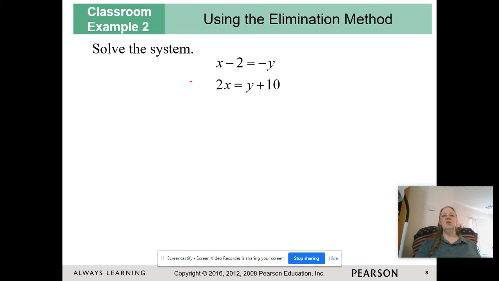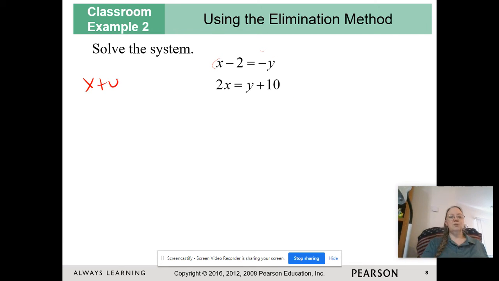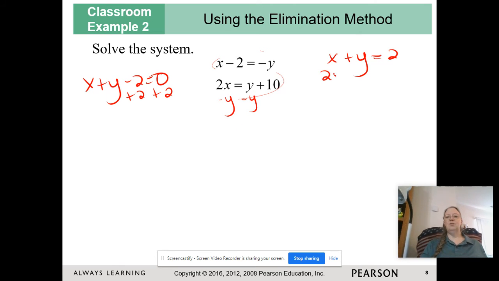All right, so this, actually neither equation is in standard form. So we're going to add y to the first equation. So x plus y, and I'm also going to add 2. So here's my x plus y equals 2. That's my top equation. For the bottom equation, I'm going to subtract y. So I have 2x minus y is equal to 10.